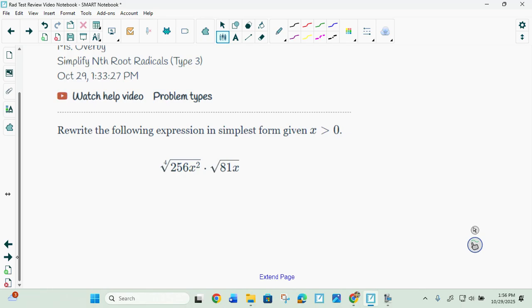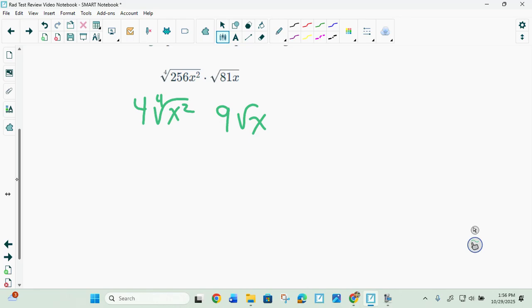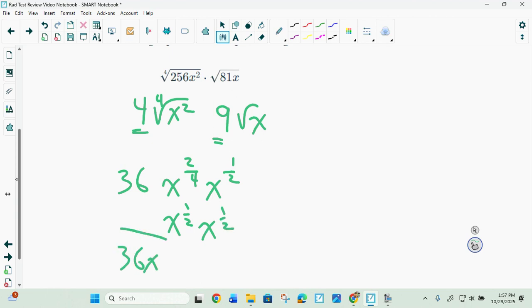So we already know that's going to be 4, and then unfortunately that x squared stuck in there, and then square root of 81 is 9, and the x is stuck. So now we are good to go. We're just going to do 4 times 9 is 36. We're going to rewrite this as x to the 2/4, which is rewritten as x to the 1/2. x to the 1/2 times x to the 1/2. 1/2 plus 1/2 is 1. There we go.